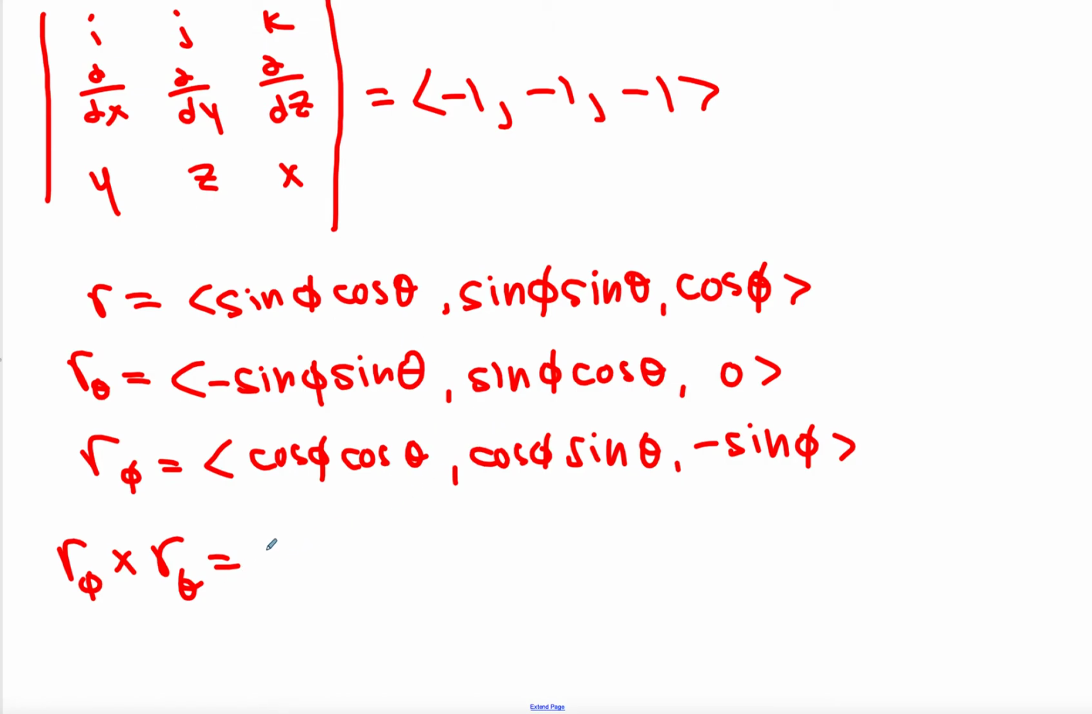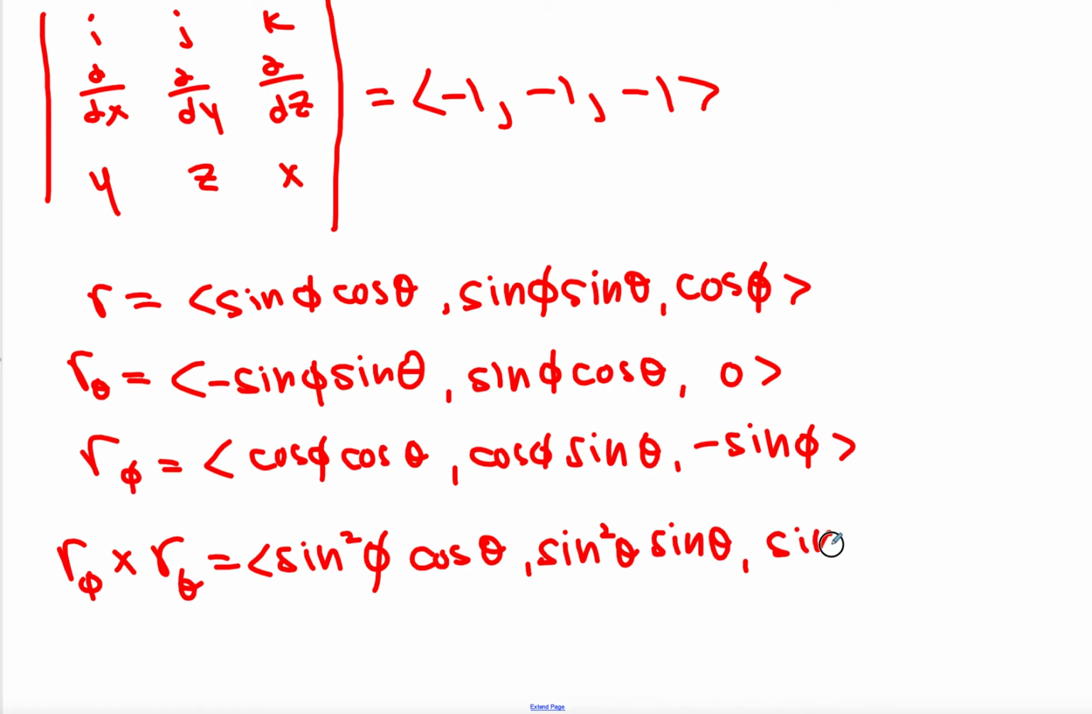Here we get sine square phi cosine theta, and the y component is sine square phi sine theta. Lastly, sine phi cosine phi, both of them.